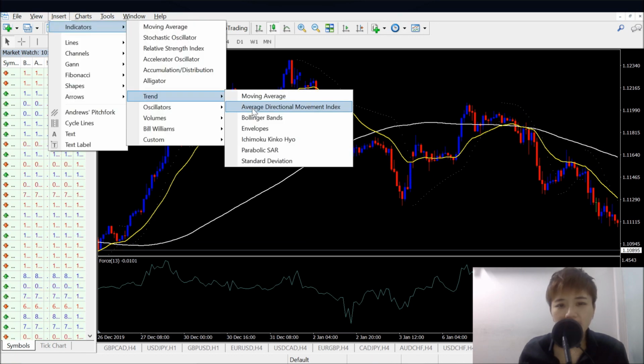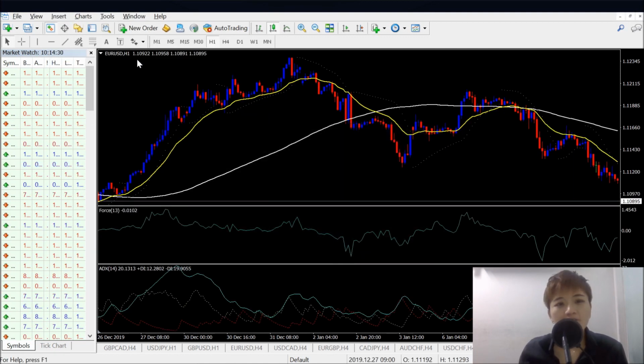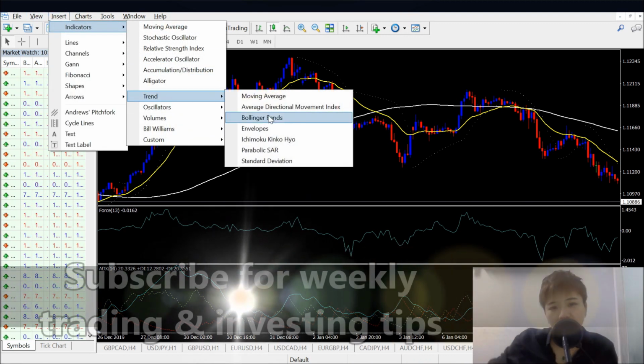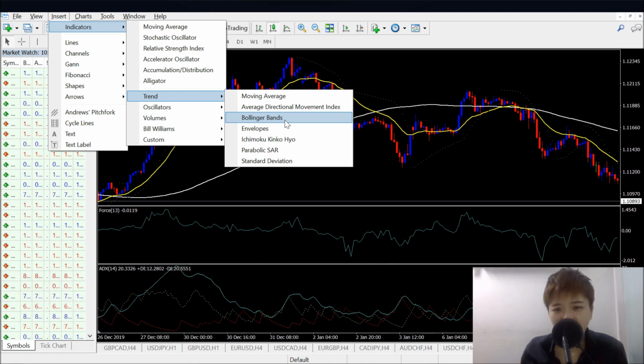Another very common trend indicator is ADX, or average directional index. If you put that in, this is how it looks. Also, I'm not going to elaborate too much on how to use it, but if you want a video on each of these indicators, let me know. Another very common indicator here is Bollinger Bands. I wouldn't classify Bollinger Bands as a trend indicator because I feel it is more suitable to be something else, which I'll talk about later.